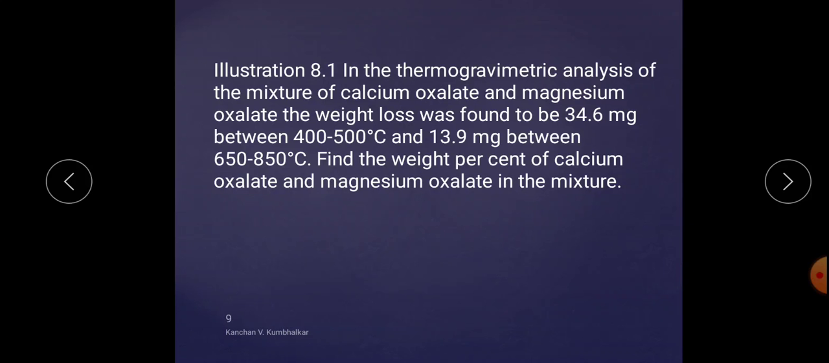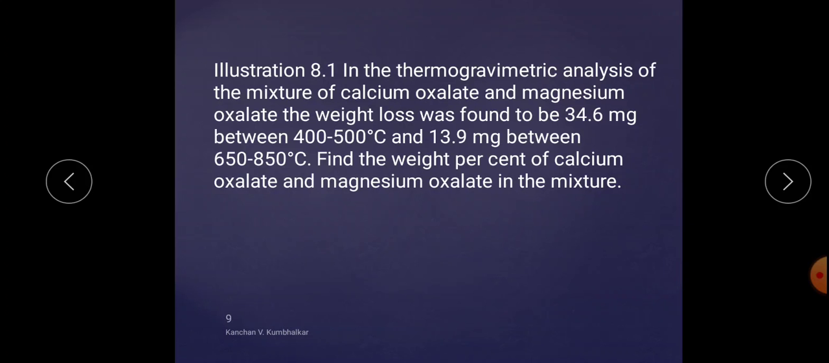In this example, it has been given that during 400 to 500 degrees Celsius, the weight loss is about 34.6 mg, and between 650 degrees Celsius to 850 degrees Celsius it is 13.9 mg. We know that in the reaction between 650 to 850 degrees Celsius, only calcium carbonate gets converted into CaO with a loss of CO2.